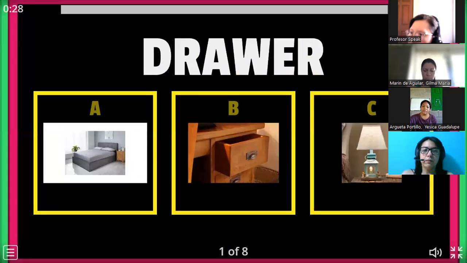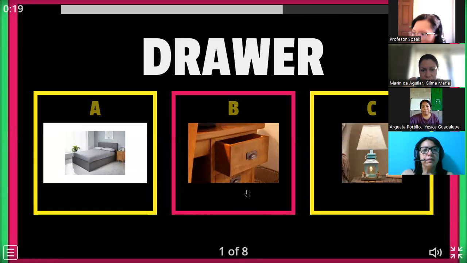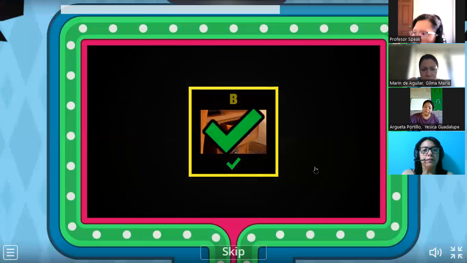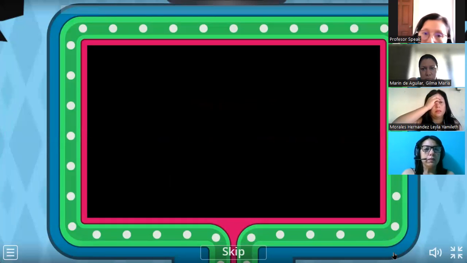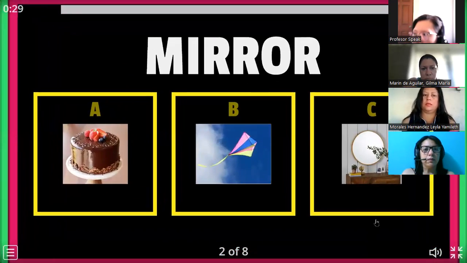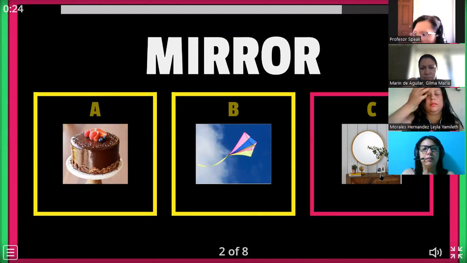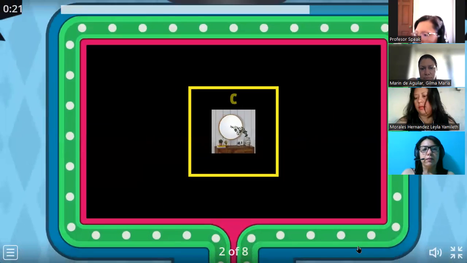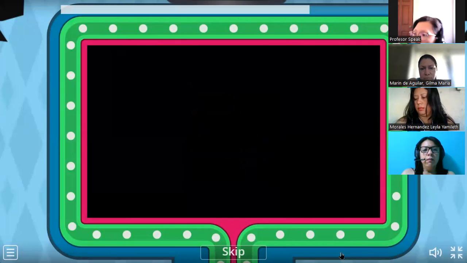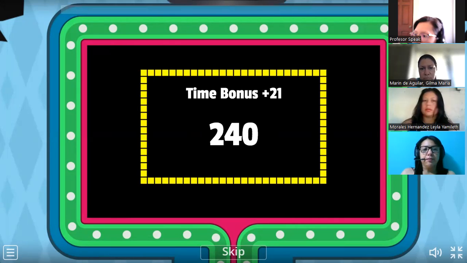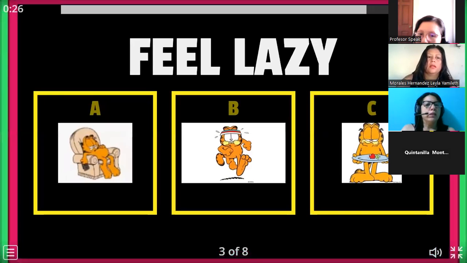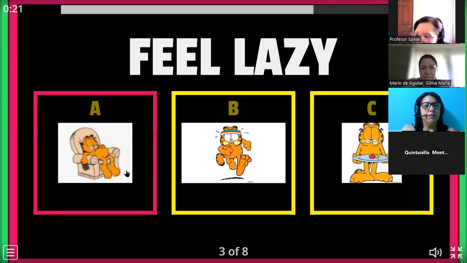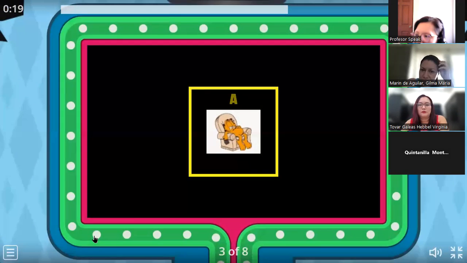Okay, question number one. What is this? Letter B. Letter B, right? A drawer. So this one, guys, what I want you to do is just to practice some furniture vocabulary, and then you're going to tell me the things that you would like to have. Las cosas que le gustaría tener, would like, okay? What about here? Letter C, right? Letter A.